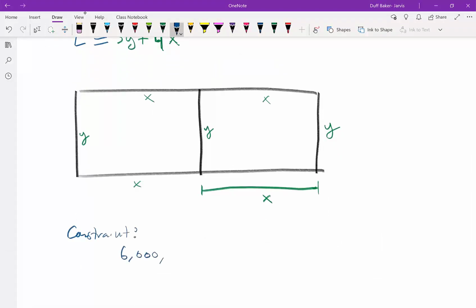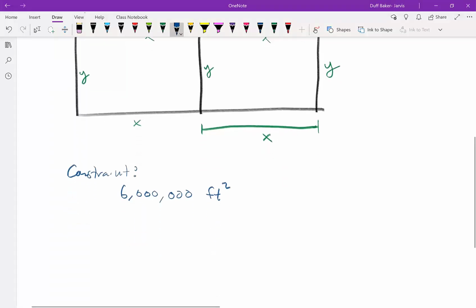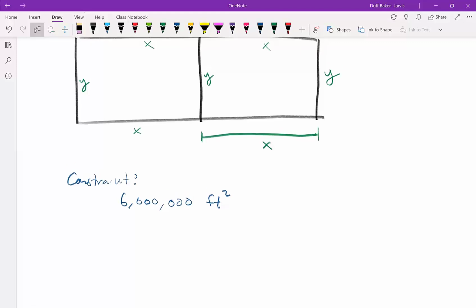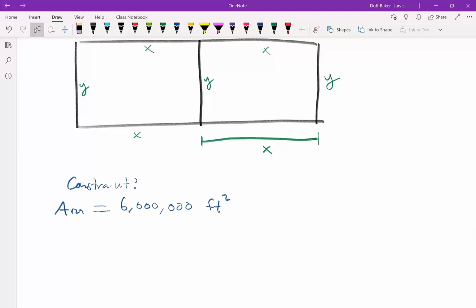So a million has 6 zeros. It may seem like a large number, but areas are squares of things, so it's not actually that big. So our total area has to be 6 million square foot. But in terms of x and y, what is this area? Well, the length of this thing, or maybe the width, is 2x, right? It's 2 x's on the bottom. And then the height is y, right? So the total area would be like this.